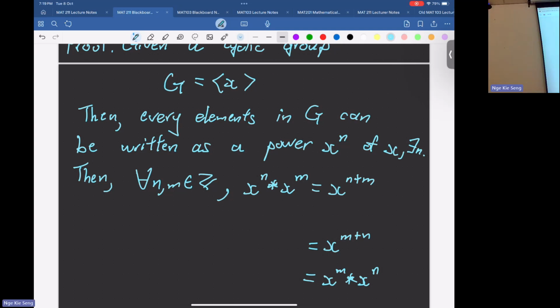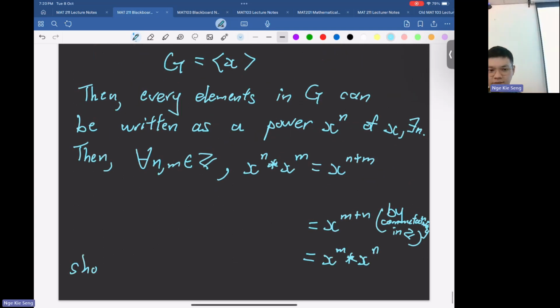So this is a nice thing about cyclic groups. The power will control the composition. So this is true by commutativity in Z. So this shows that G is abelian. I don't even need to know whether this star is addition or multiplication or some other composition. No need.